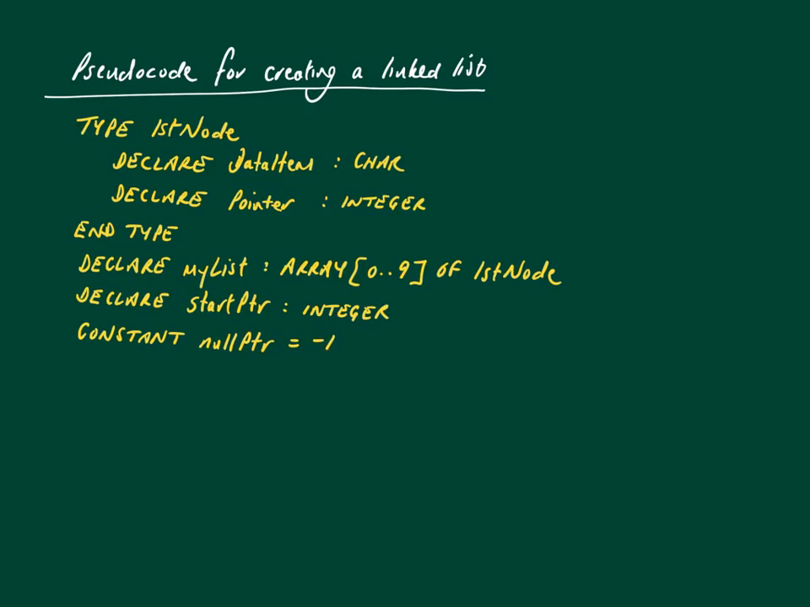You can get around this by starting your array at 1, so 1 to 10 for example, and then you can have the null pointer being 0. But in this instance, I've decided to make the null pointer -1. The last thing we need is this variable called free pointer, and this is useful because it holds the position in the array of the next empty list node.